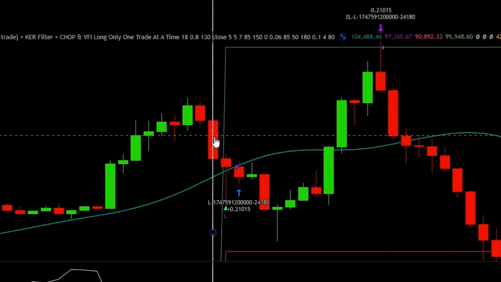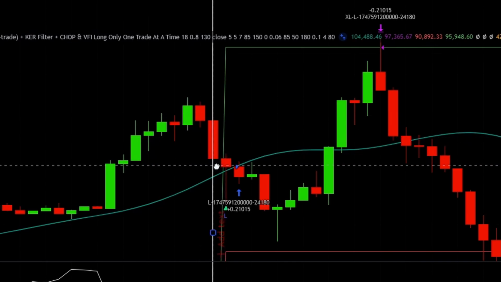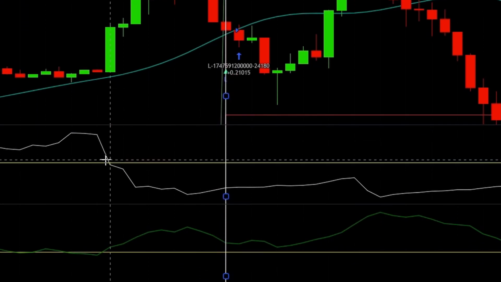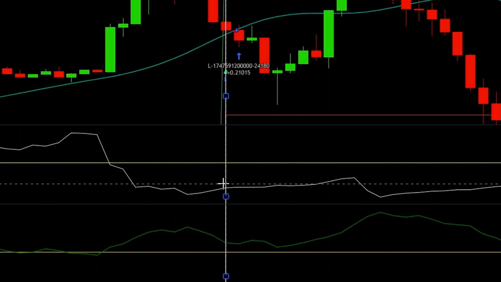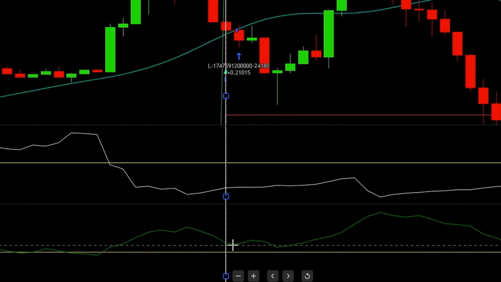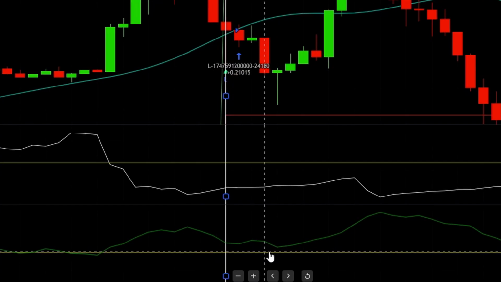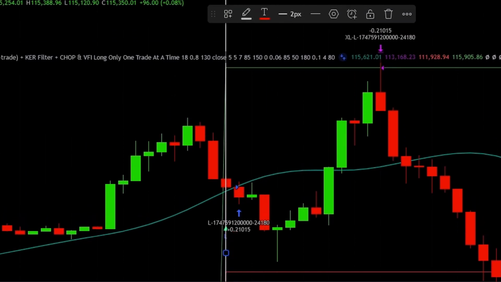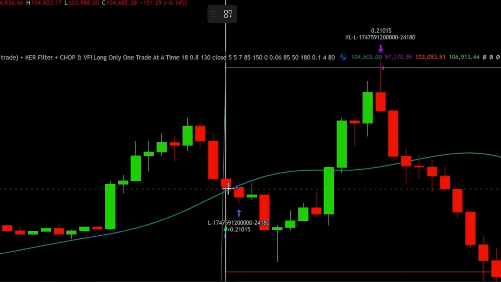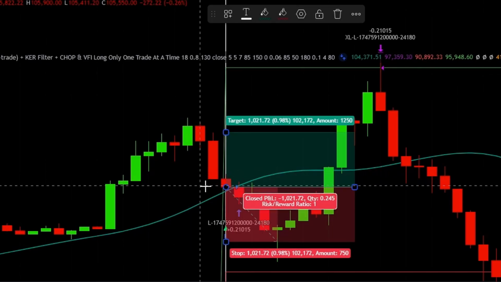Okay, and the two other indicators should also agree with this entry. From the choppiness index, we need to see that the choppiness value is under the limit level, which is this yellow line, and that's the case here. And the volume flow value, which is this green line, needs to be above the limit level, which is set at 0. Both of these indicators agree with this long entry, so we can enter into a long position at the close of the signal candle or at the open of the next candle.